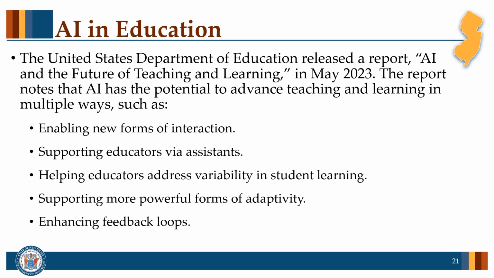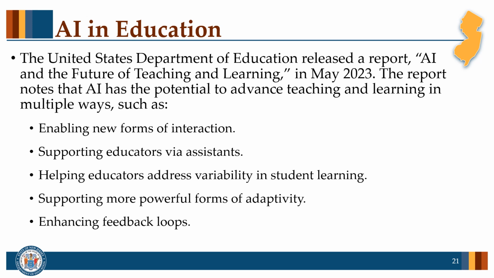AI may be able to support powerful forms of adaptivity. Conventional technologies adapt based on the correctness of student answers. AI enables adapting to a student's learning process as it unfolds step by step, not simply providing feedback on right or wrong answers. Specific adaptations may enable students to continue strong progress in a curriculum by working with their strengths and working around obstacles. AI may be able to enhance feedback loops.